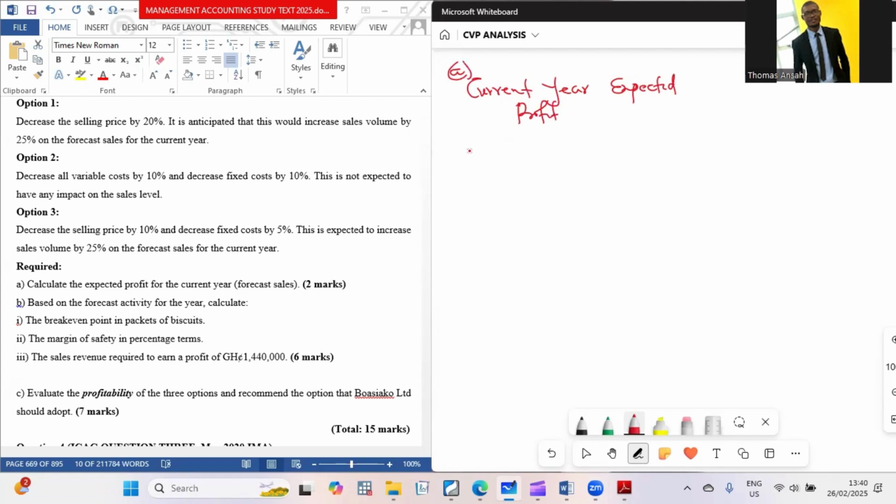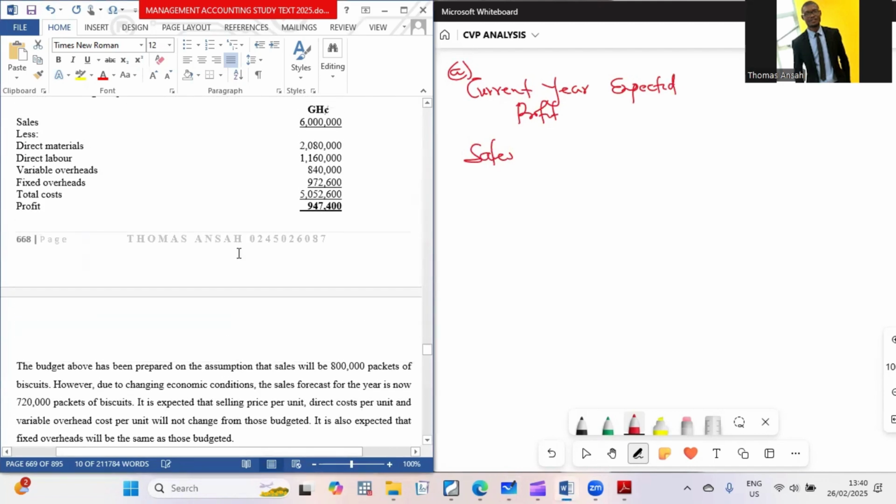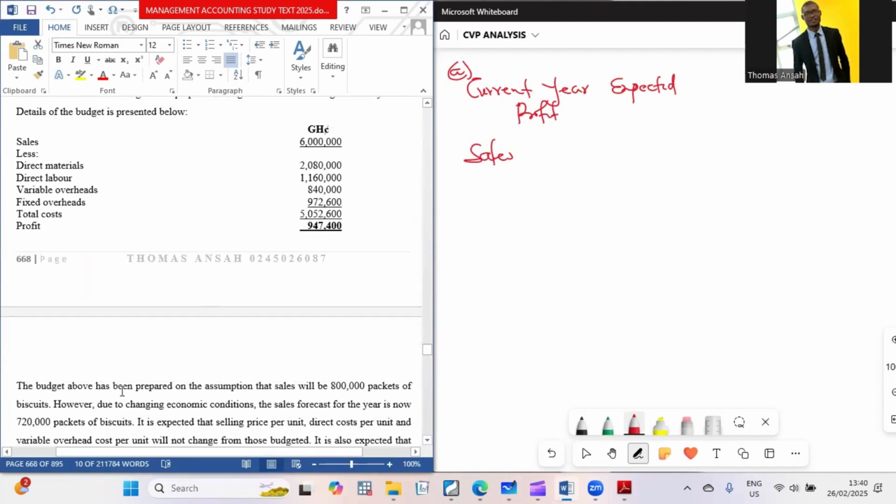Okay. So we have sales. We are told that the budget was prepared for 800, and due to this is the current situation. So these figures are for 800. So it means that per unit, we are looking at 720 units. All right. So what is my sales in value?